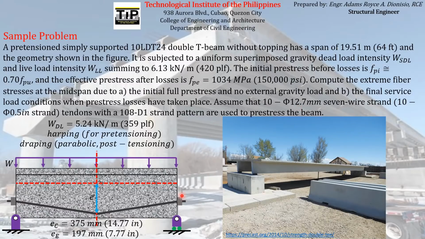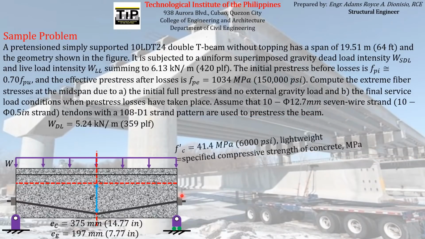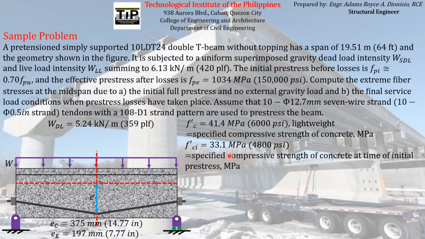So other parameters given by the question are these. According to the question, the specified compressive strength of concrete is 41.4 megapascal or 6,000 psi. And it is lightweight according to the question. And then the specified compressive strength of the concrete at the time of initial pre-stress, according to the question, is equal to 33.1 megapascal or 4,800 psi.